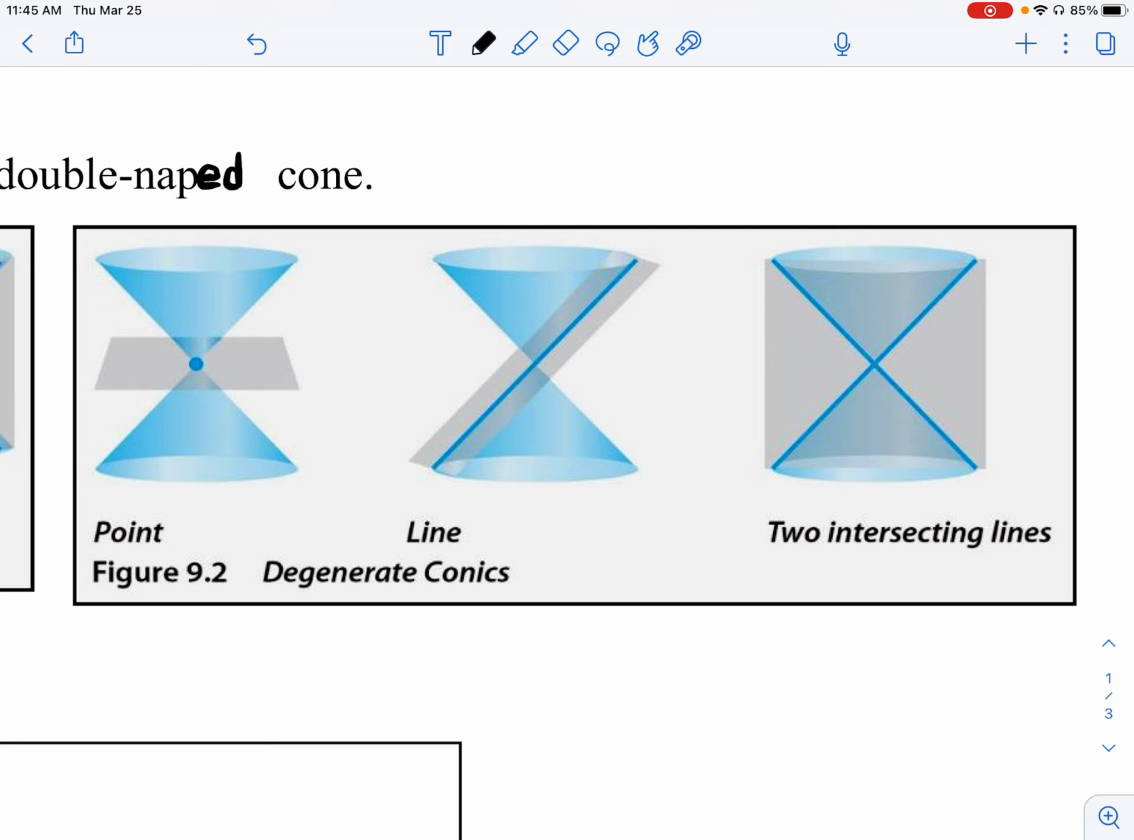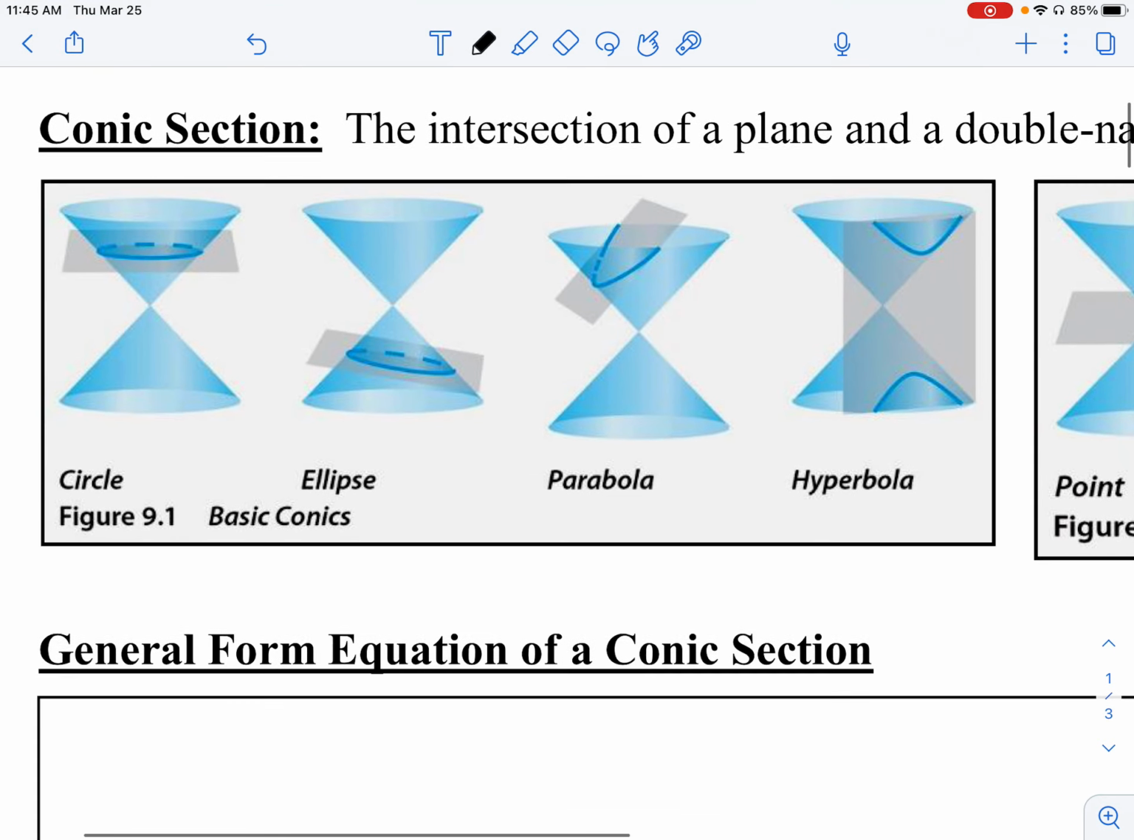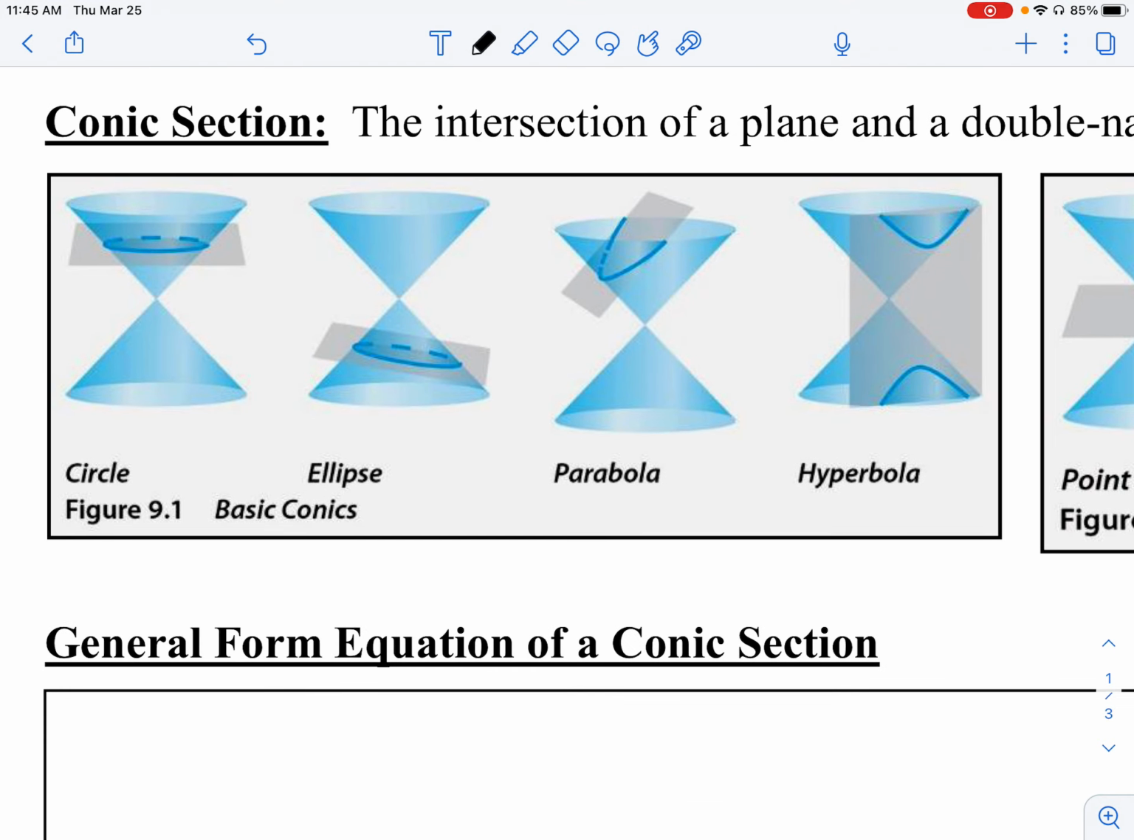We've already worked with points, lines, and intersecting lines in this course before, so we're not going to spend too much time talking about those right now. But we will focus primarily on these four conic sections in this course: circles, ellipses, parabolas, and hyperbolas.